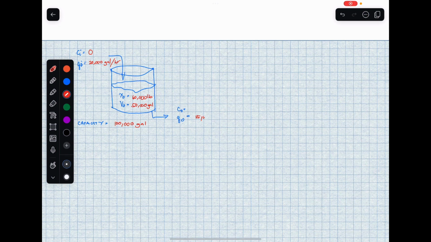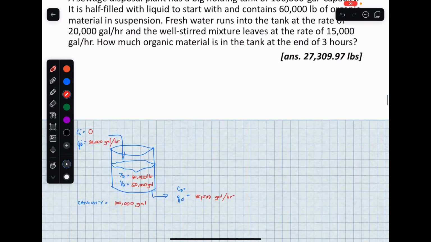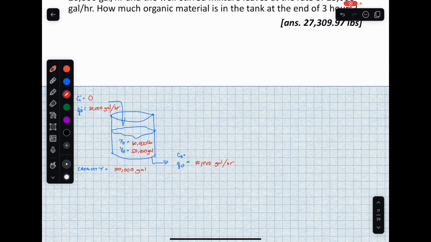Is 15,000. So that's our sewage system. In order for us to reduce the amount of organic material inside the sewage tank, we are flushing it out with fresh water at a faster rate of 20,000 gallons per hour, versus the 15,000 gallons per hour as the output rate.